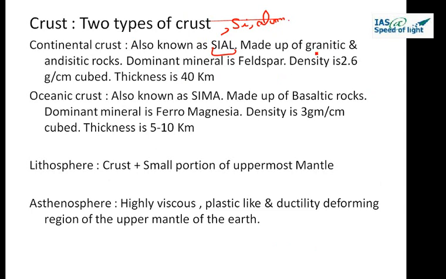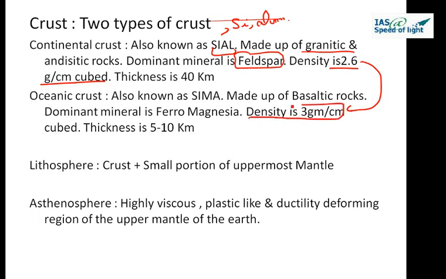It is made up of granitic and andesitic rocks, and the dominant mineral is feldspar. Density: the very important thing to remember about the continental crust is its density, which is 2.6 gram per centimeter cube. If you see the density of the oceanic crust, that is 3 gram per centimeter cube.